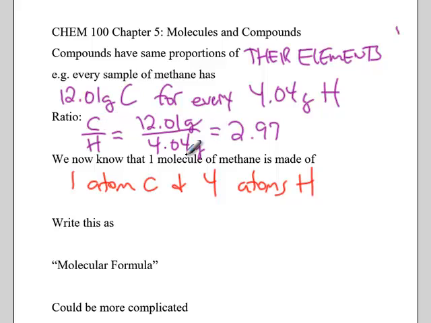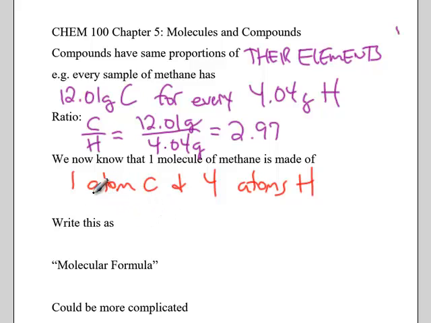Now you might think that that's backwards because there is much more carbon, almost 3 times as much carbon compared to hydrogen. But this is telling us that a carbon atom and a hydrogen atom have different masses. You remember that from the atomic mass. The atomic mass of carbon is much heavier than the atomic mass of hydrogen.